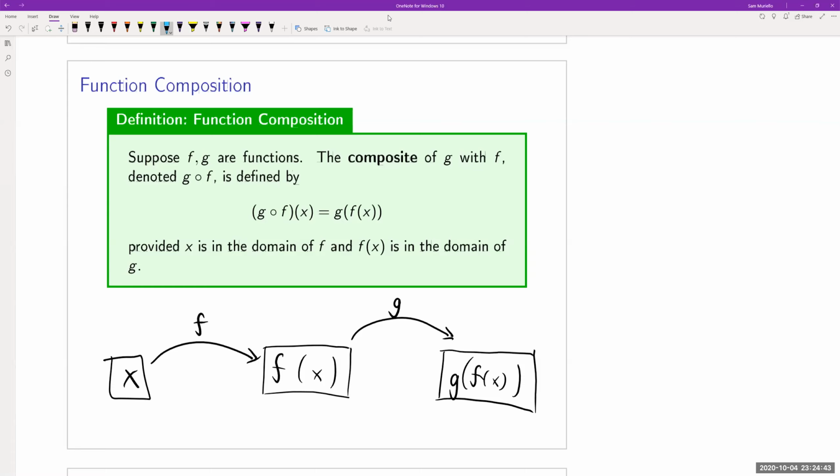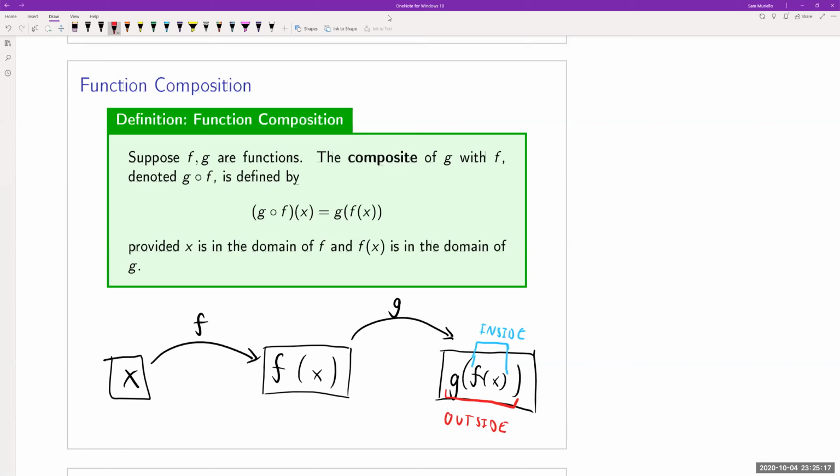Now, because of the way that we write functions, the function that the variable passes through first ends up being written on the inside. So we'll end up with an inside function, in this case f, and an outside function, in this case g. And always the inside function is evaluated before the outside function.